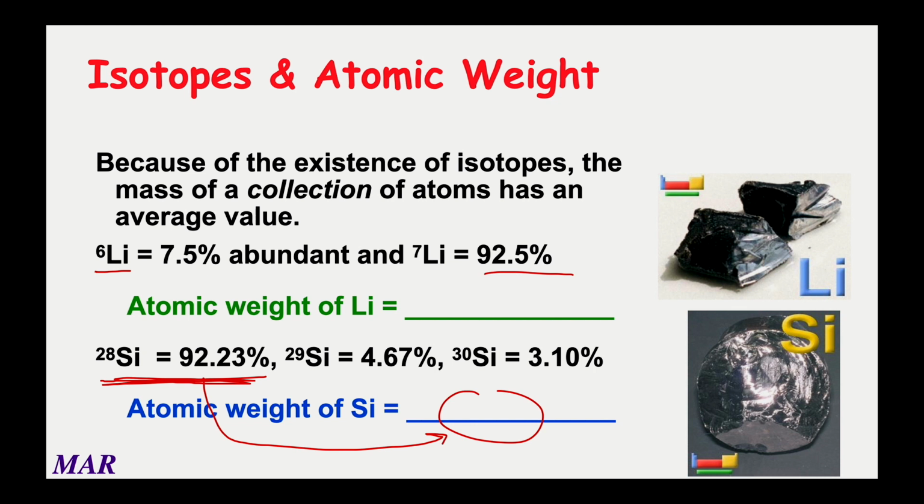And this worked on the previous example with lithium too. Lithium 7 was 92.5%, and the atomic weight was 6.941. So the atomic weight answer is usually closest to the isotope with the highest percentage abundance, which is kind of cool.